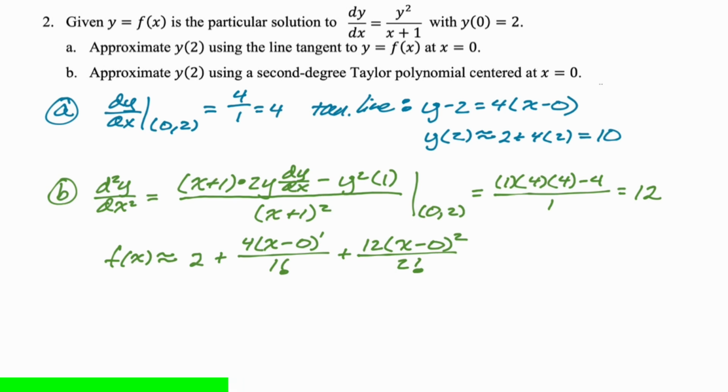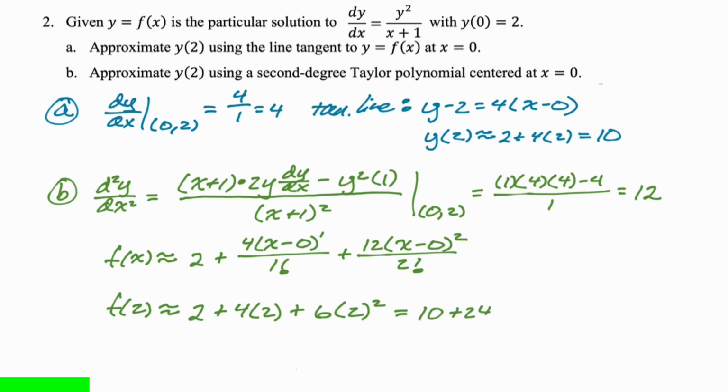And now we just need to approximate at 2, so we'll say f of 2 is approximately. You'll notice this is just the tangent line plus another extra term. That's a fact. The first degree Taylor polynomial is the tangent line. So we get 2 plus 8 plus 24. So it gets big. So we get 10 plus 24, 34. So our approximation with the tangent line is 10. With the second degree Taylor polynomial is 34. You know, it'll just keep changing if we keep using a higher degree polynomial. But anyway, that's the problem set. I hope this was helpful, and good luck.